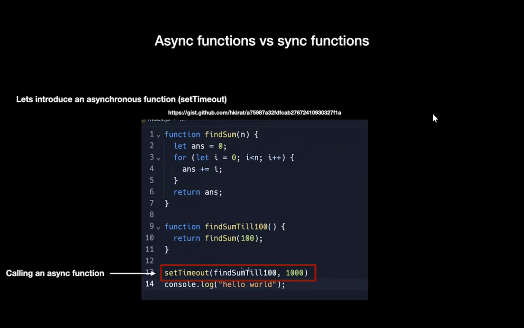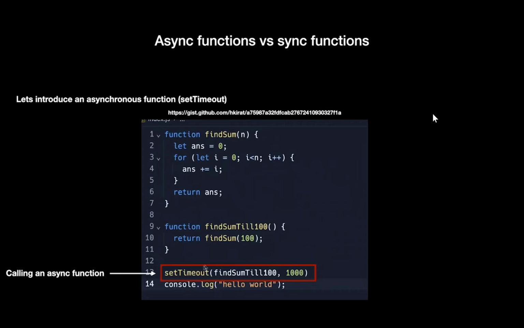Running a specific function after some duration, this duration being in milliseconds, which means in this case, when I run this code, control will reach here, function is defined, control will reach here, function is defined, control will reach here. This will say, okay, find sum till 100 needs to get called after 1000 milliseconds, which is 1 second. And then after 1 second, control reaches here, here, and this function runs.